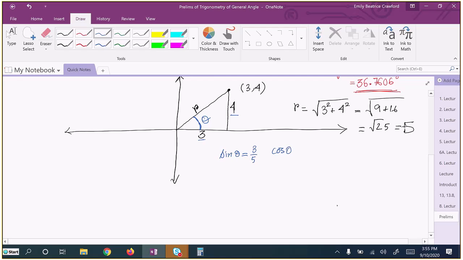Cosine of theta is going to be adjacent. Sine of theta will be 4 over 5, my mistake, because the opposite side is 4 units long. Cosine of theta is the adjacent, so 3 over 5. Tangent of theta is the opposite over the adjacent side, which is 4 over 3. Cosecant of theta is the reciprocal of sine theta, so that's 5 over 4. Secant of theta is the reciprocal of cosine theta, that's 5 over 3. And cotangent of theta is the reciprocal of tangent theta, so that's 3 over 4.